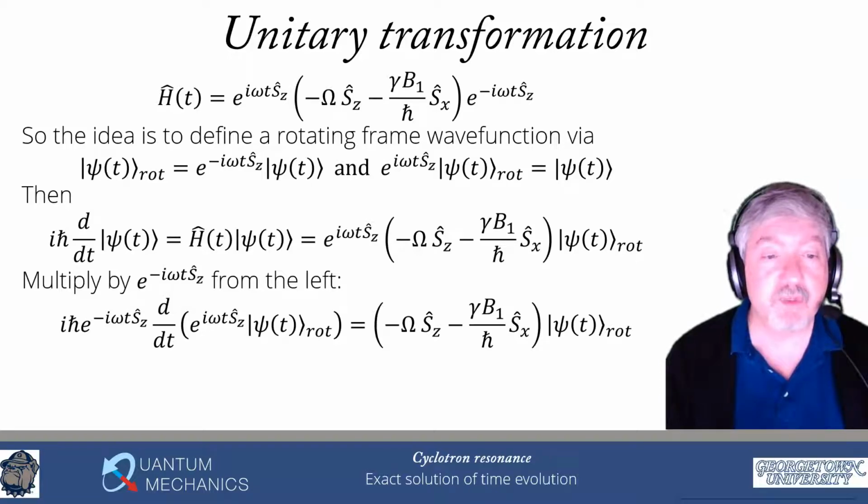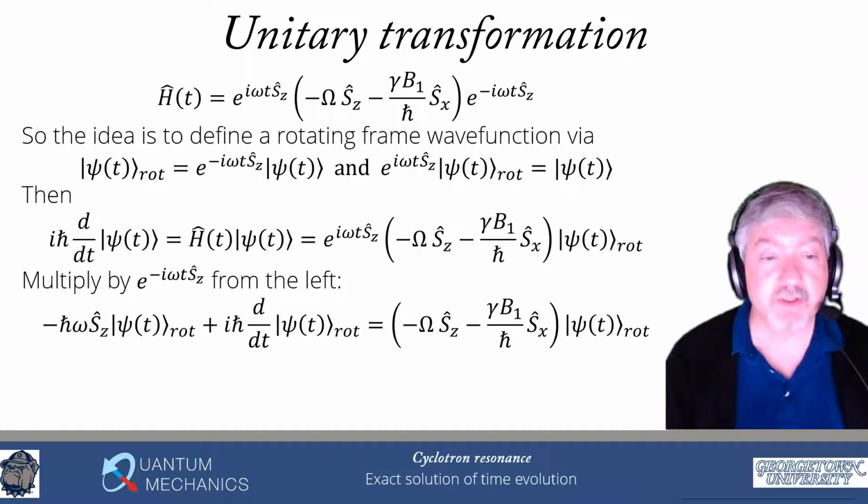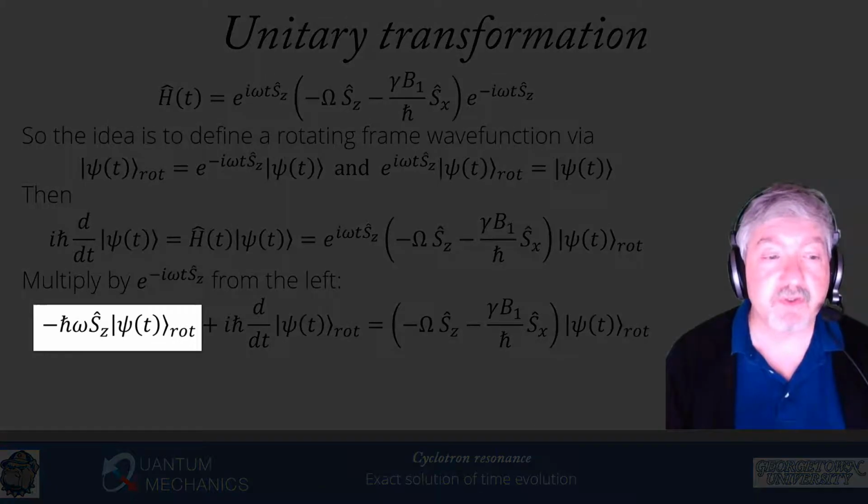There are two terms. One where it hits the exponential. That's going to pull down a factor of i omega times sz. And then one where it's going to act on the operator. The i omega times sz is going to give me a minus h bar omega times sz. And then those exponential terms are going to cancel because I have an e to the minus i omega t and an e to the plus i omega t. And the term with the derivative, those exponential terms are going to cancel as well. So those exponential terms are going to go away. I have this extra term, minus h bar omega sz psi rotating.